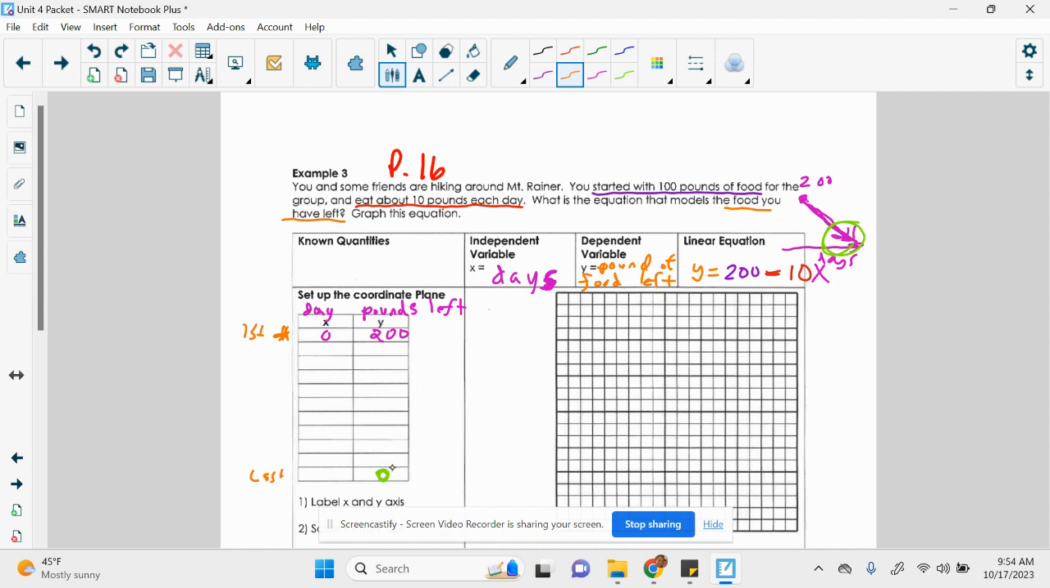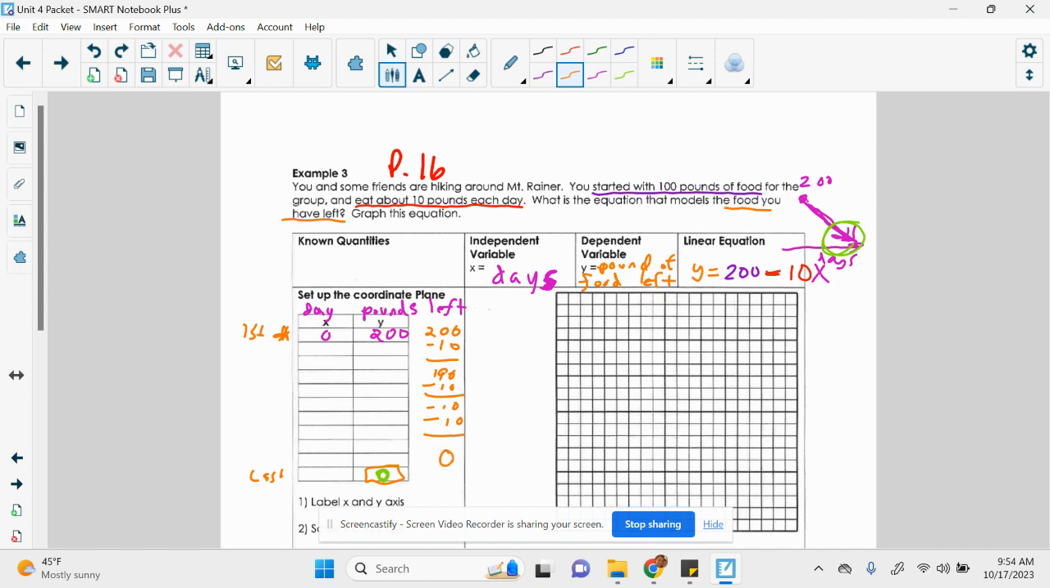Because you have to leave the mountain when you have 0 pounds left. Otherwise, you are eating humans. That's not a good thing. Or you got to go and start hunting. So we are going to take our calculator, pick it up, and you're just going to go 200 minus 10, which is 190. And you keep going, minus 10, minus 10, minus 10, until you get to 0.